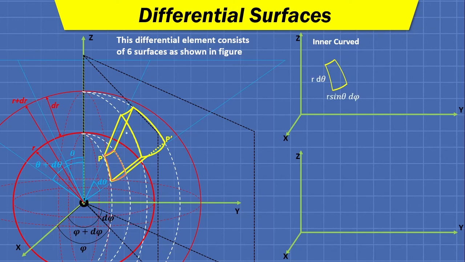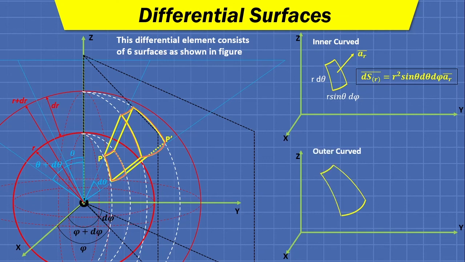it has a length r d theta, as we have just proved that r d theta is a differential length in the direction of theta, and this length is r sine theta d phi, which is the differential length in the phi direction. Then its direction will always be in the direction of the radius, and it can be shown by dS_r equals the multiplication of these two lengths, that is r squared sine theta d theta d phi, and the direction is a_r.